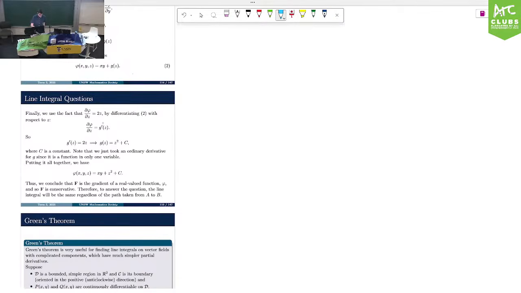and so that means that the work that we do is the same no matter what path we take from A to B, as long as we have the same starting and ending points in our path.